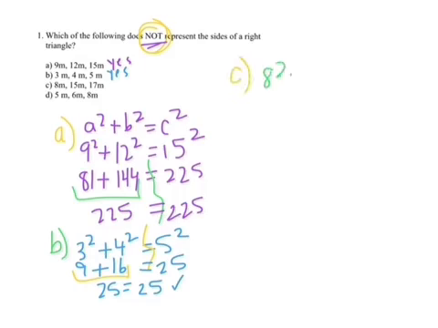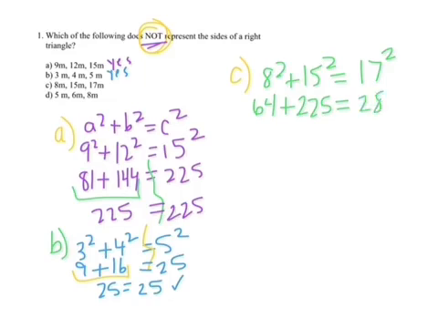8 squared plus 15 squared. We're going to see if that equals 17 squared. So 64 plus 225. Does that equal 289? So let me add 64 plus 225. And that does add up to 289. So that is a yes. That's a right triangle. So it must be letter D, but let's check it.